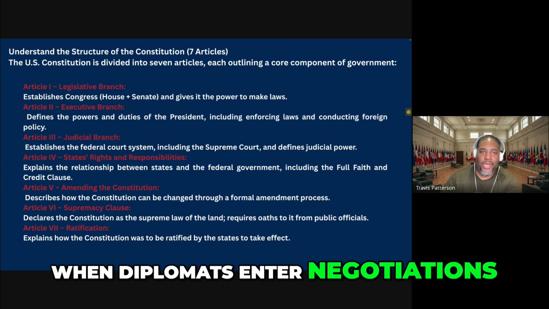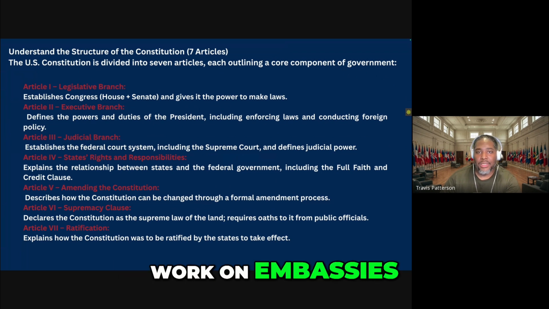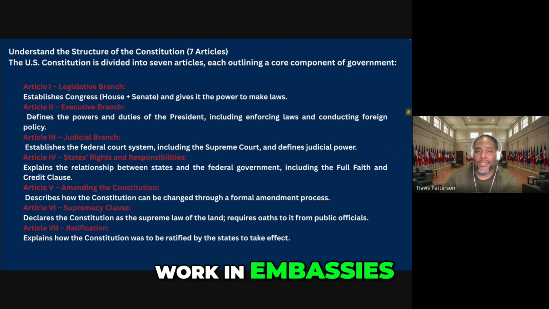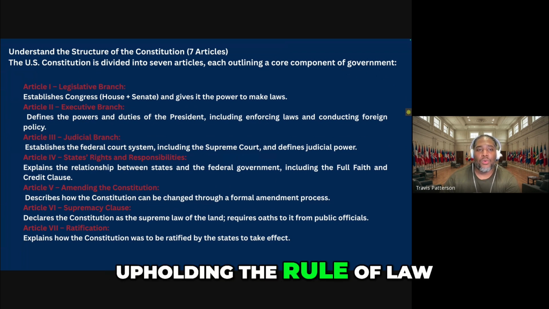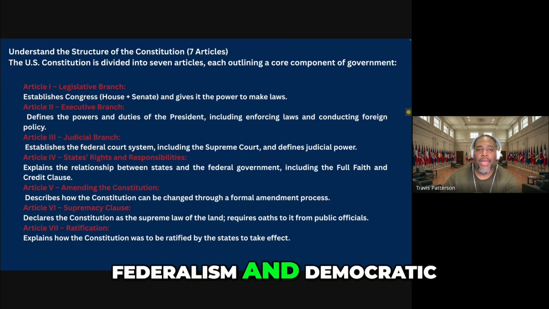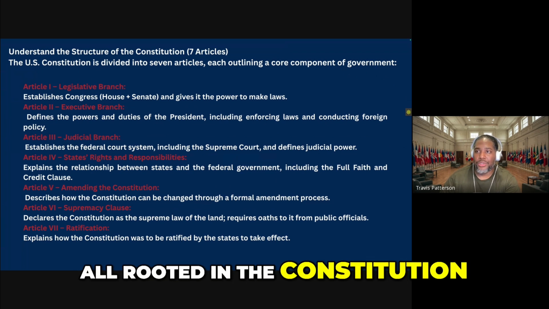When diplomats enter negotiations, deliver public remarks, or work in embassies, they are implicitly upholding the rule of law, federalism, and democratic accountability, all rooted in the Constitution.